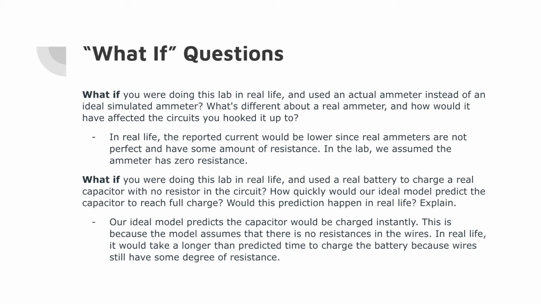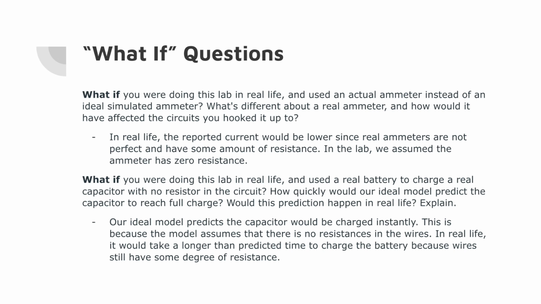Now I will answer some what-if questions. What if you were doing this lab in real life and used an actual ammeter instead of an ideal simulated ammeter? What's different about a real ammeter, and how would it have affected the circuits you hooked it up to? In real life, the reported current would be lower since real ammeters are not perfect and have some amount of resistance. In the lab, we assume the ammeter has 0 resistance.